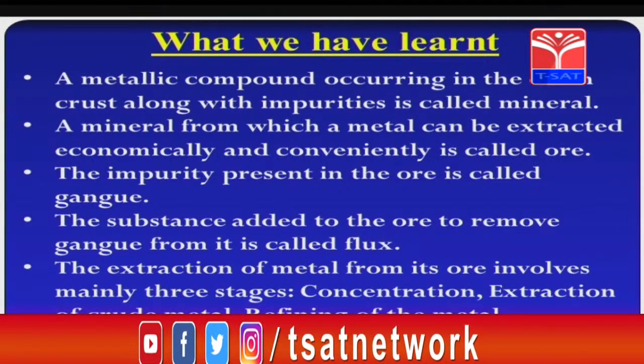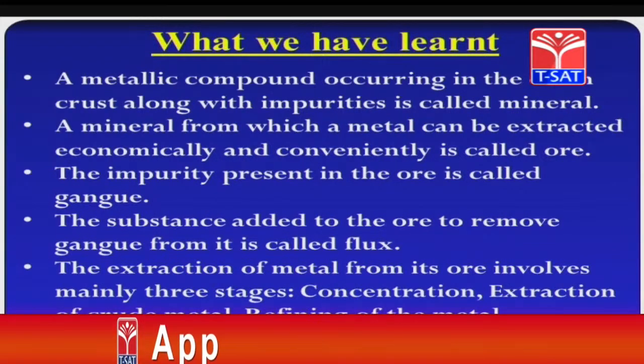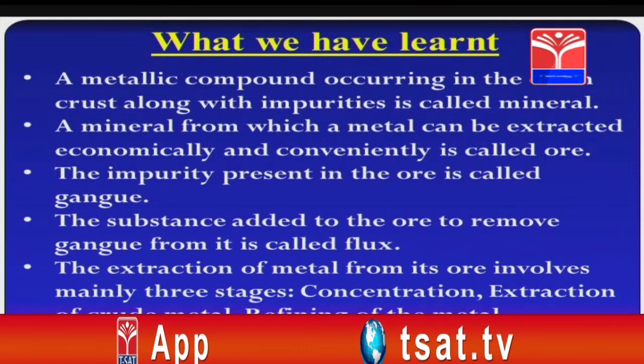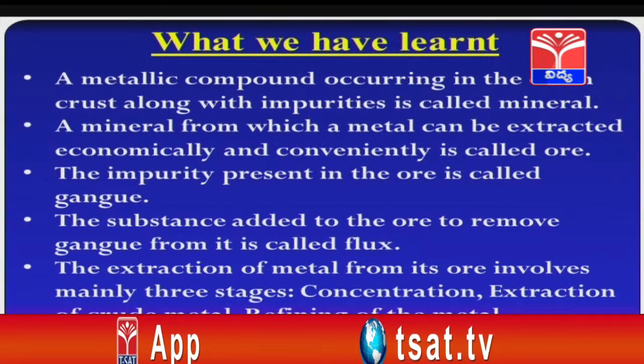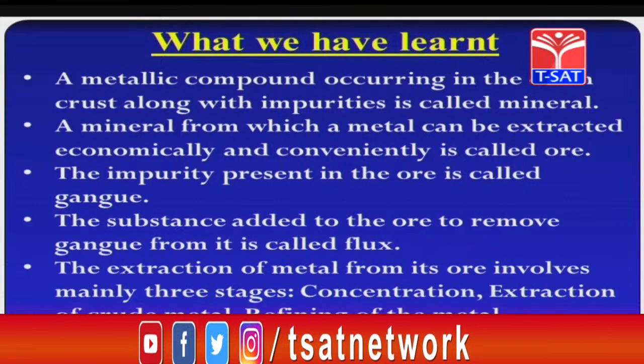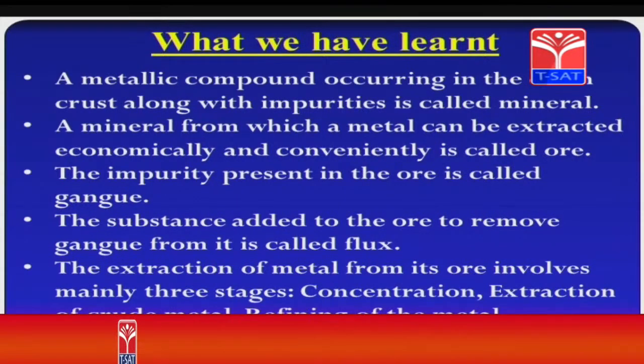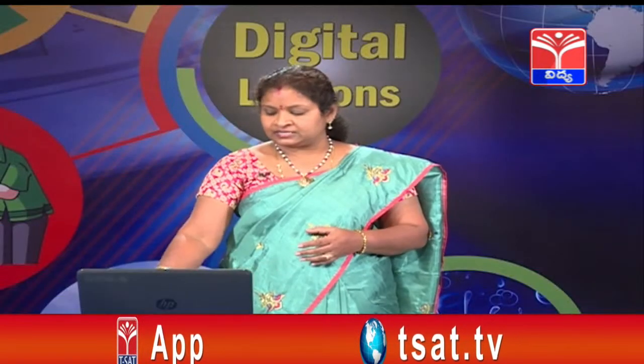And what are the impurities present in the ore called, children? They are called gangue. And the substances added to the ore to remove gangue from the ore are called flux. The extraction of metal from its ore involves mainly 3 stages, as we have seen. The first stage we have seen is concentration, and the other 2 stages we will be studying in the next class. Extraction of crude metal and refining of the metal will be studied in the next class.